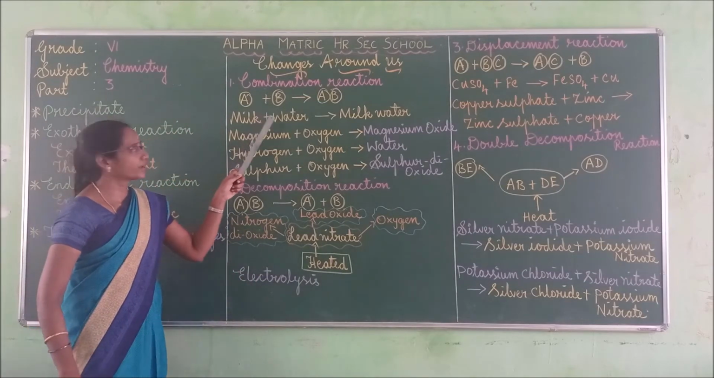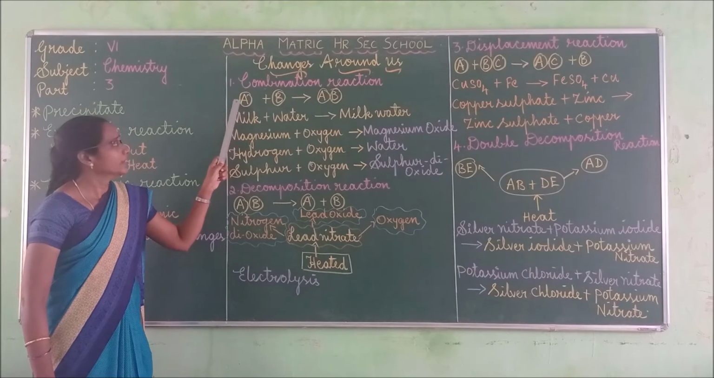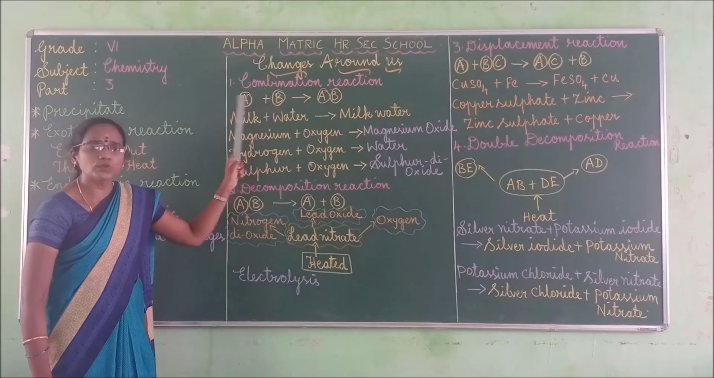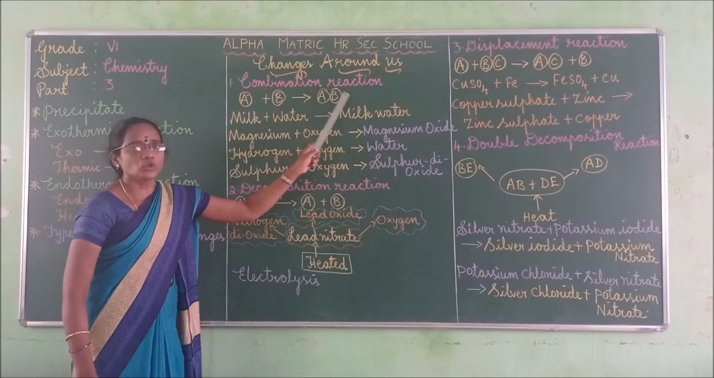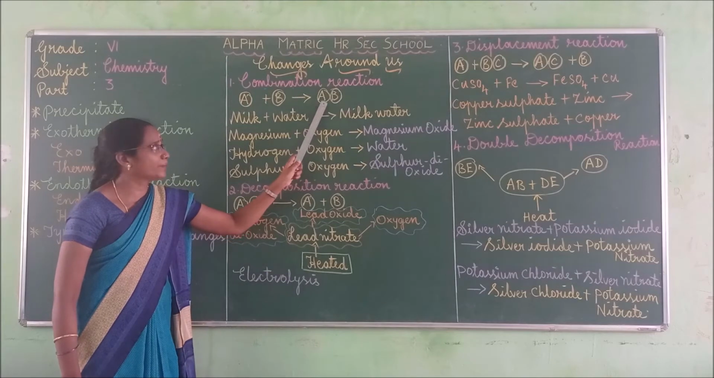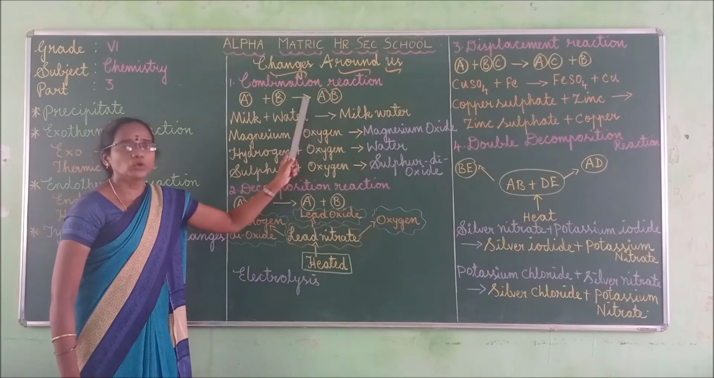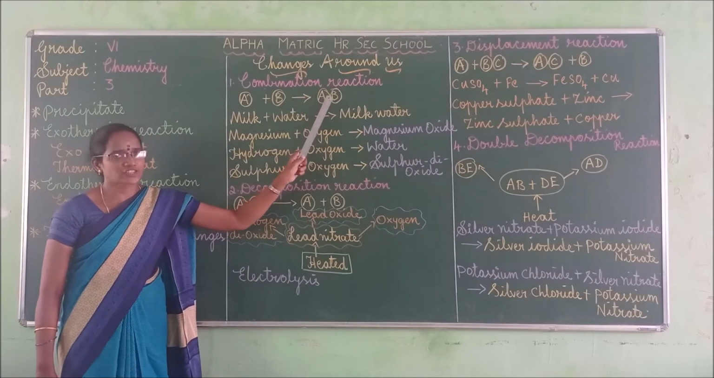Okay, so look at the board now. A is a substance. A and B both are substances. So here 2 substances react to form a new substance. A plus B both react to form a new substance AB. This is called combination reaction.